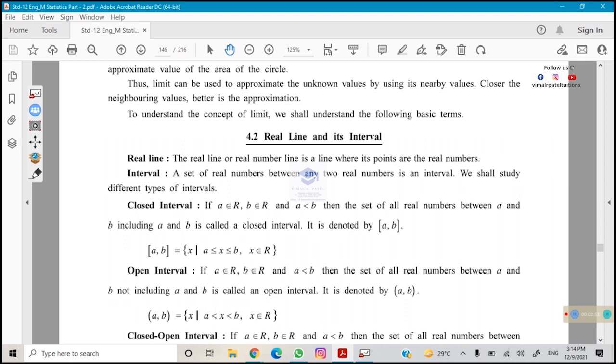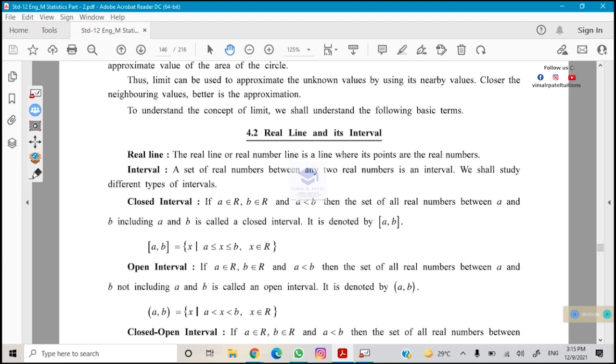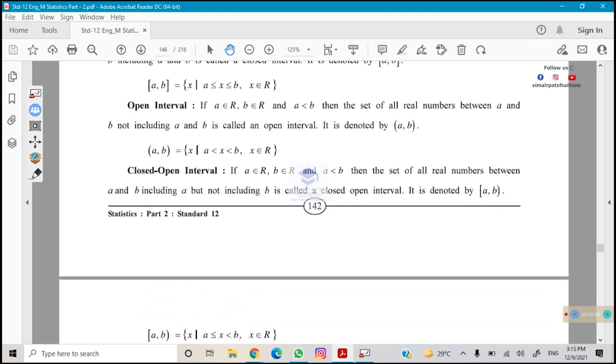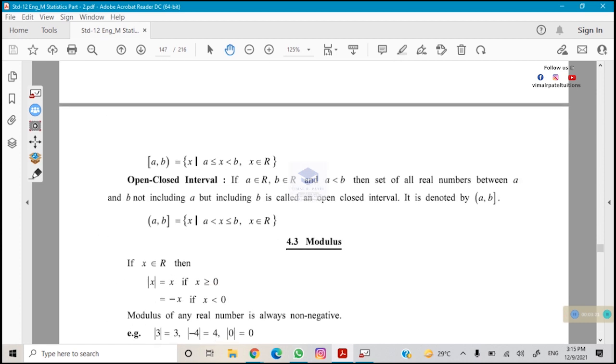And open interval means between 2 and 5, all the numbers except 2 and 5. So that is 3 and 4. That is called an open interval. Then closed open interval. It will include a but not b, starting from 2 to 5. So it will not include 5, but 2, 3, 4. Then open closed interval. It will not include 2 but it will include 3, 4, 5.